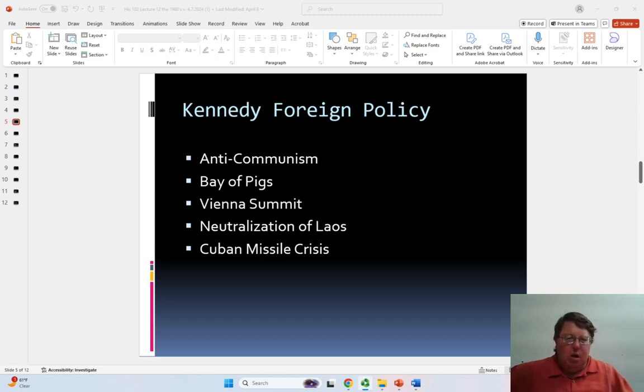For historians, the progressive Kennedy, this is why Kennedy is a fantastic president. Okay. And this is the end of part 1.